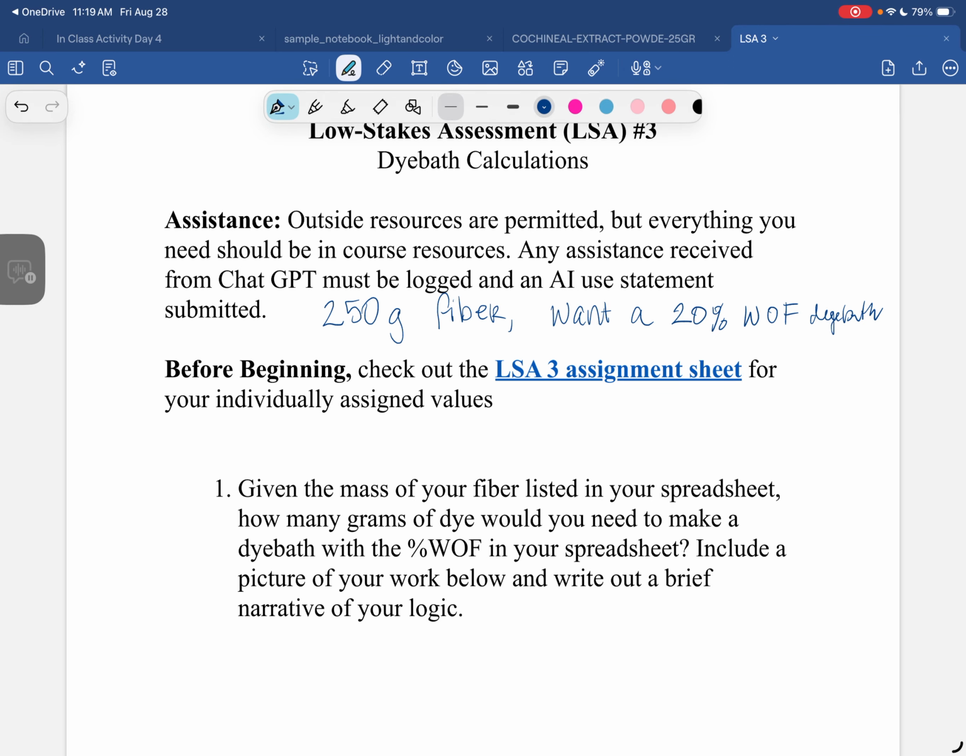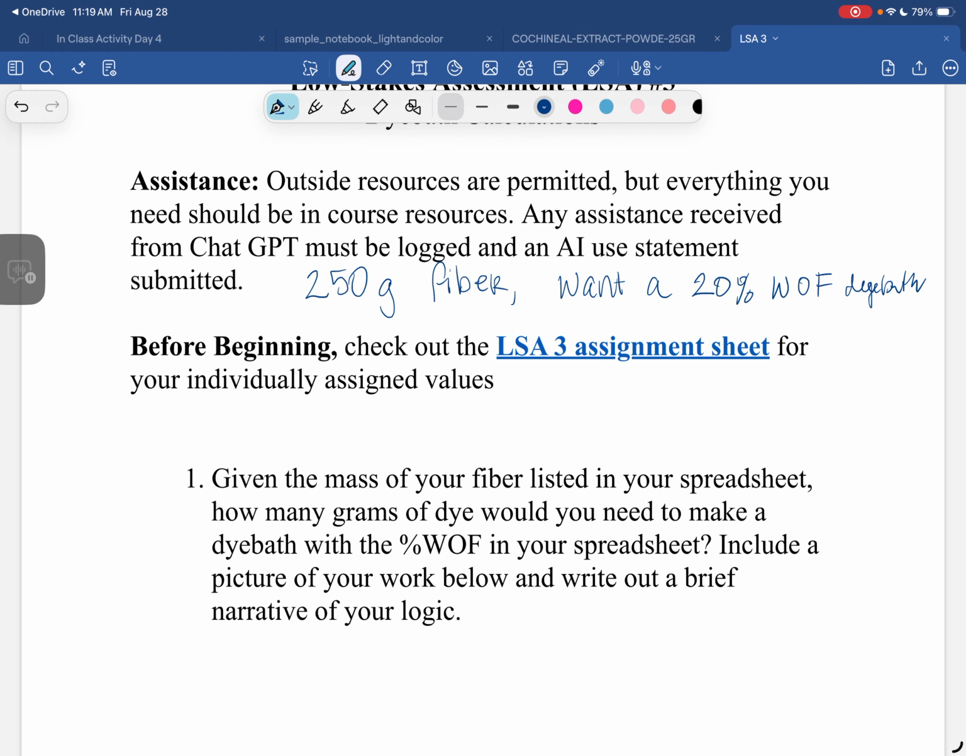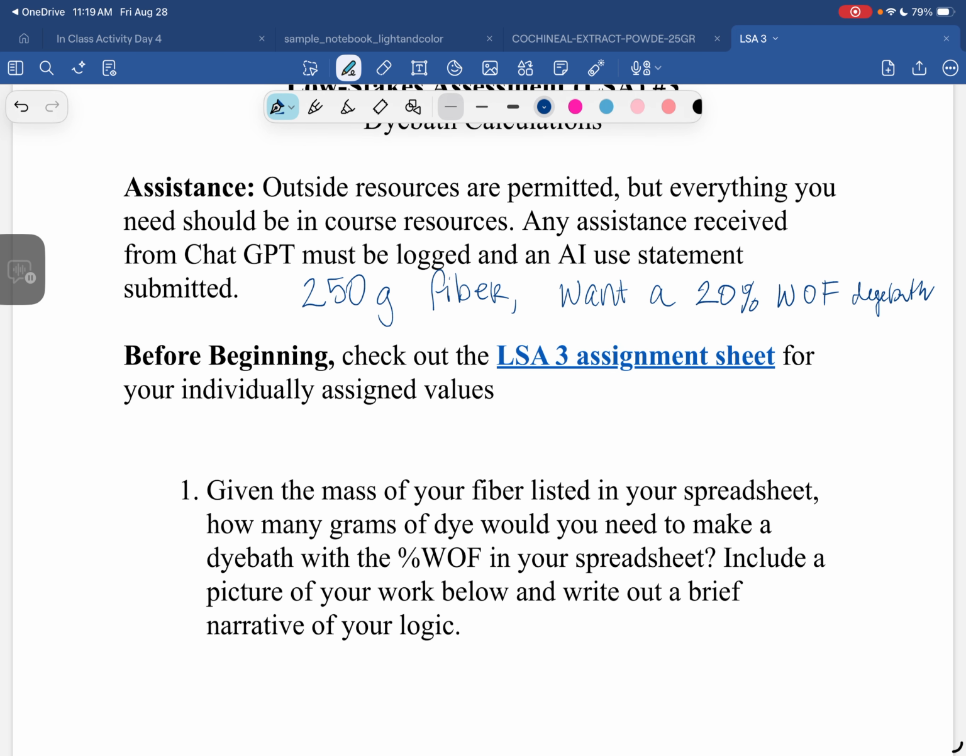Hey, it's me, Dr. GB, and after hearing some questions from students, I'm going to go over how to do the calculations for LSA 3 using a hypothetical numerical scenario. And so in this case, we're going to have 250 grams of fiber, and we want to make a 20% weight of fiber dye bath solution.